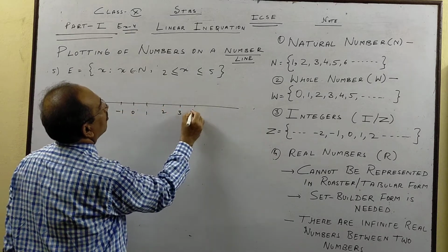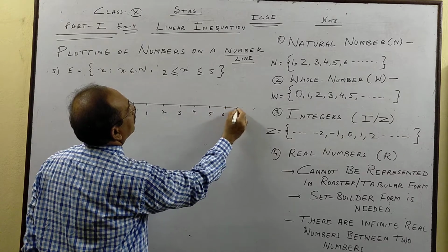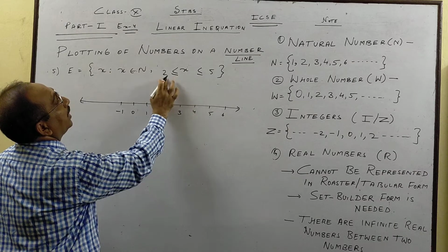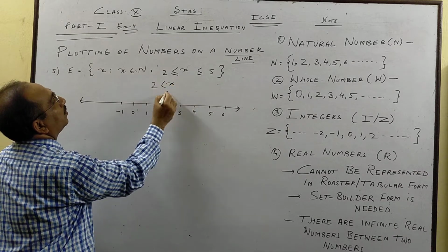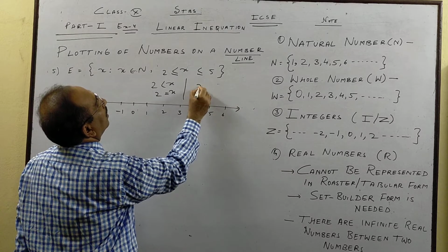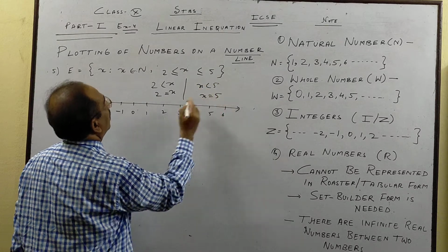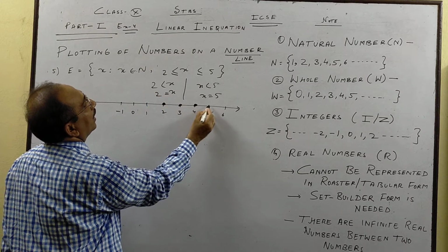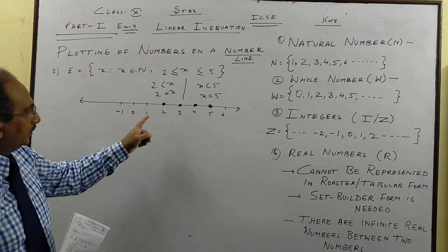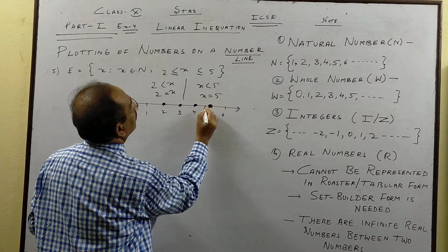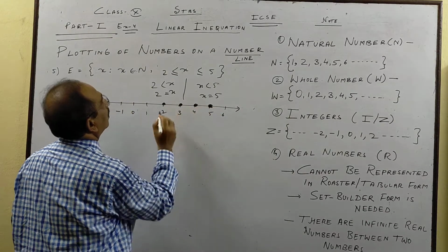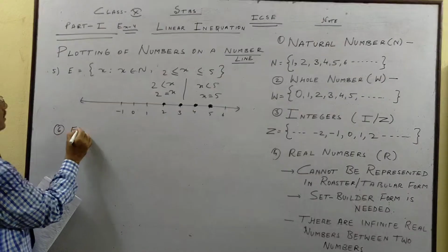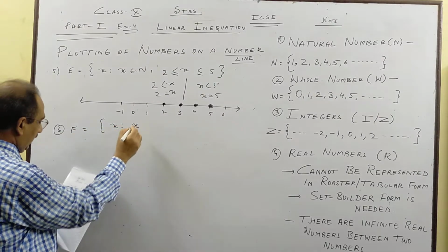So when we plot, you can start with 1, but I'll take 1 or 2 more. 2, 3, 4, 5, 6, 1 extra here. So here this is natural number, it starts with 2, greater than or equal to 2, less than or equal to 5. So 2 we will take, 3, 4 and 5. So make it a dark circle over here. Okay, next question. You see F is a set of x such that x belongs to.